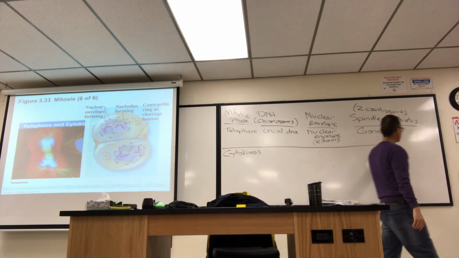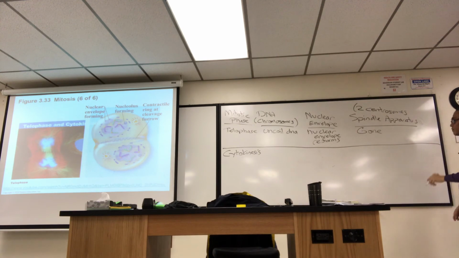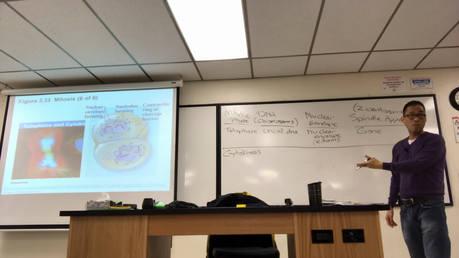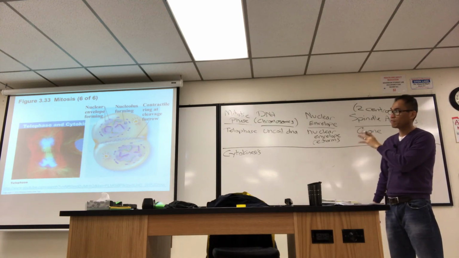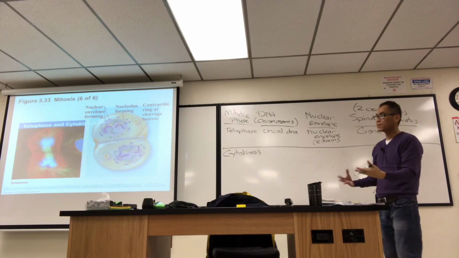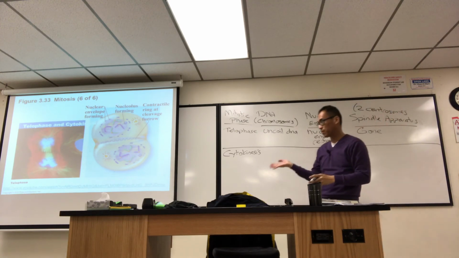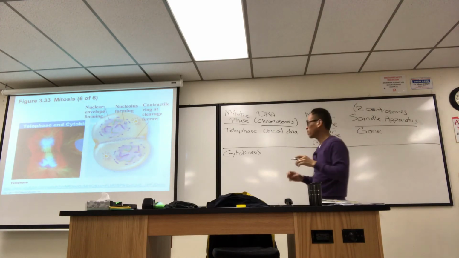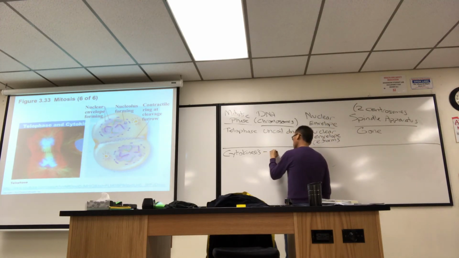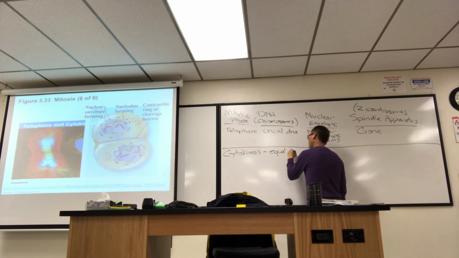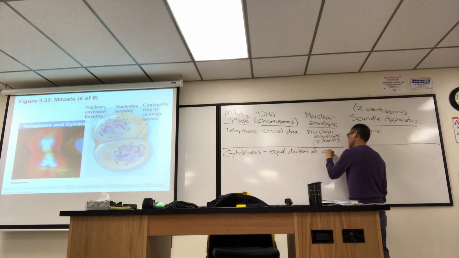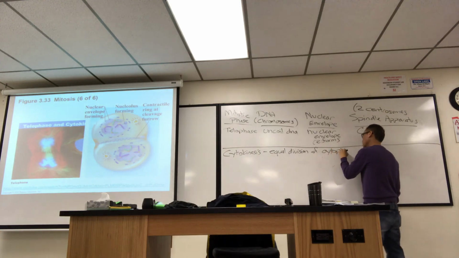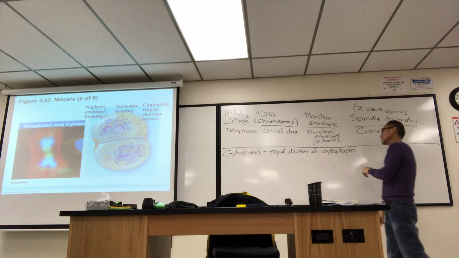Cytokinesis is an equal division, sometimes it's unequal. In this case, it's equal division of the cytoplasm. The cytoplasm has everything, all the other cell organelles, which aren't illustrated. But you want to divide those in a way where both cells can be functional. So I'll say equal division of cytoplasm.